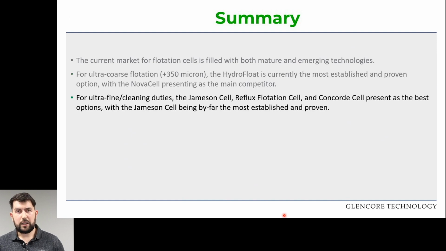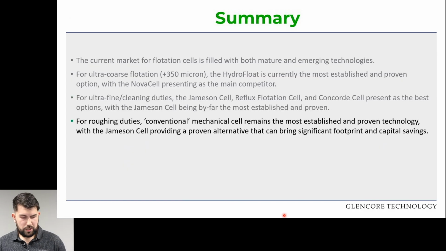For ultrafine and cleaning duties, the Jameson cell, the Reflux flotation cell, and the Concorde cell present as good options, but the Jameson cell is by far the most established and proven. For roughing duties, your conventional mechanical cell definitely remains the most established and proven. However, the Jameson cell has proven to be an alternative that can bring significant footprint and capital savings with over 80 installations to back it up.